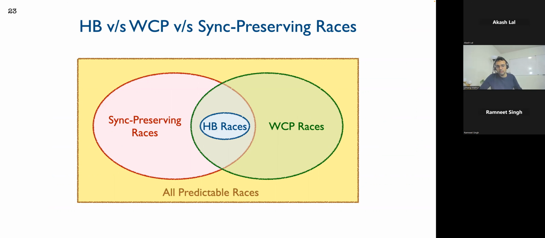The pink oval is the set of synchronization preserving races. The green one is the WCP races. So, they only have a common intersection. It's not as if one is a subset of the other. But anyway, the common intersection strictly happens before HB races.